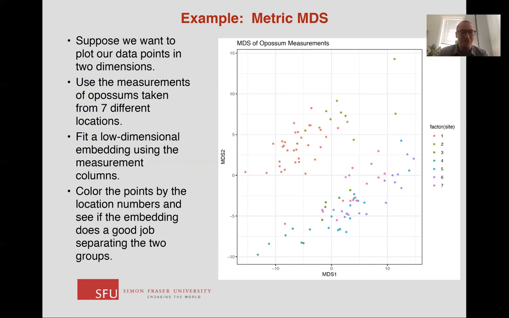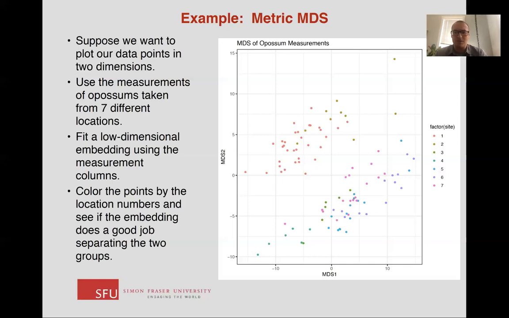All right, so I'm going to fit a low dimensional embedding using the measurement columns, and that's what I've done. And so this plot shows the two lower dimensions, and those points are the lower dimensional embedding, and then I've colored them according to the site or the burrow to which the opossum belongs. So it's kind of interesting, and one thing you can see here is that the MDS actually does a pretty good job recovering the burrow structure.